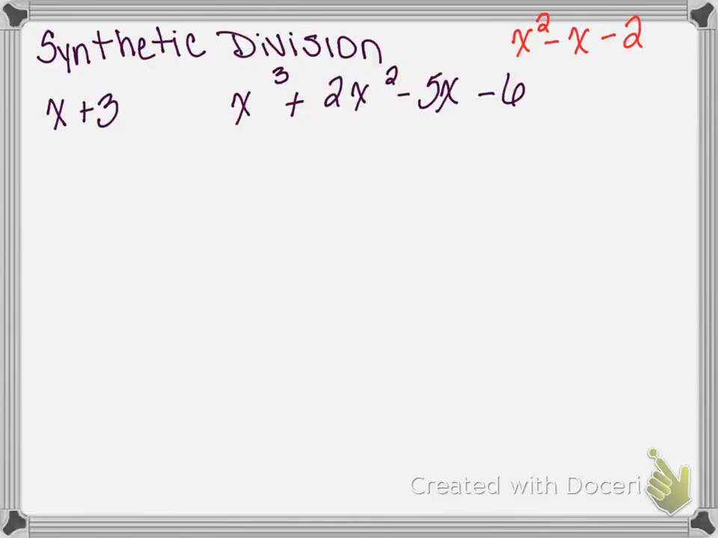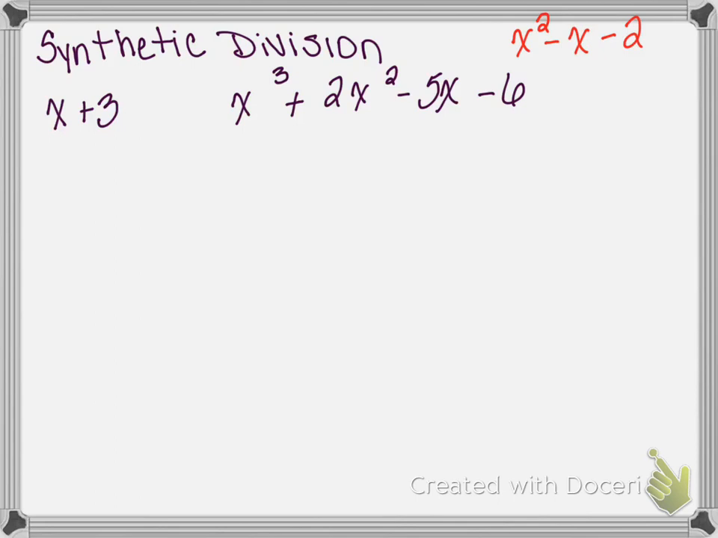Okay, class, I want to talk a little bit about synthetic division. This week we've done some long division. And long division is an important skill to have, and there are definitely times that you have to do long division. However, synthetic division is a shortcut to that, and it's a much quicker way to do it, and it can be used most of the time.